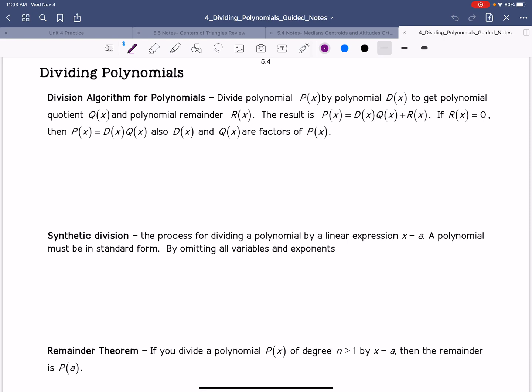All right, everybody, we're going to be doing notes 5.4. We're going to be talking about dividing polynomials. Okay, so the division algorithm for polynomials.